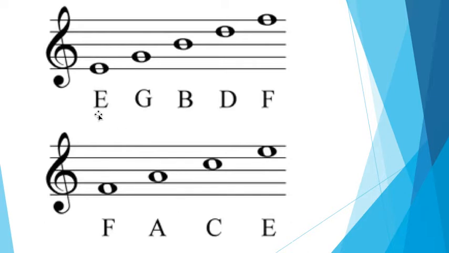Now notice that we have an E down here on the first line, and we have an E up here in the top space. We also have an F in the bottom space and an F on the top line. Music only uses letters A, B, C, D, E, F, and G. Therefore, those notes repeat over and over again.